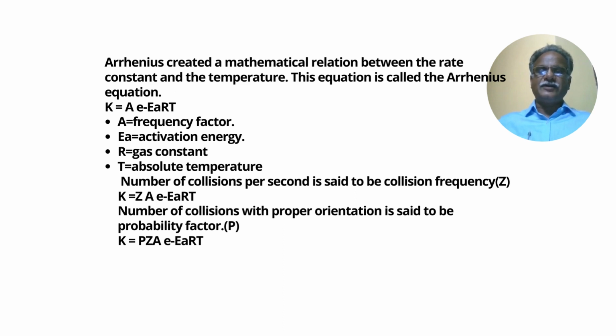Number of collisions per second is said to be collision frequency. This can be denoted by Z. Then we can modify the Arrhenius equation as follows. K is equal to ZA e power minus EA by RT. Number of collisions with proper orientation is said to be the probability factor. This can be denoted by P. Now again we can modify the Arrhenius equation as follows. That is K is equal to PZ A e to the power of minus EA by RT. These are the important postulates of collision theory of bimolecular reactions.